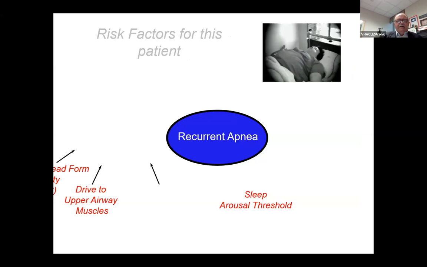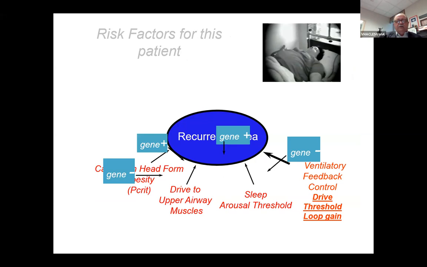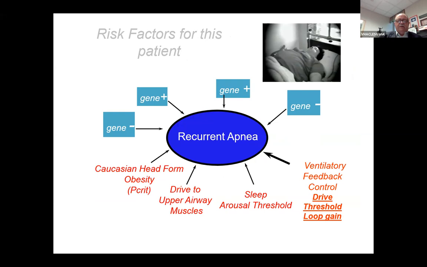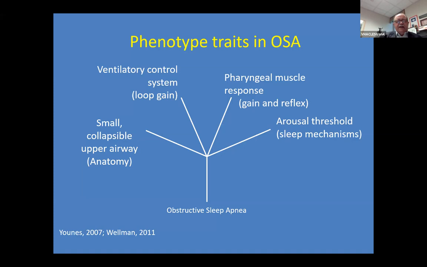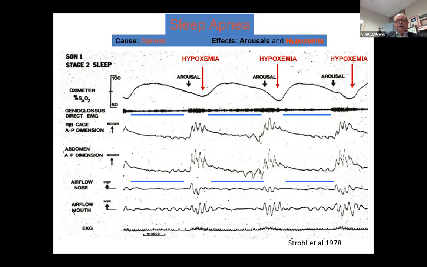So the risk factors are what we often talk about. We say, well, Caucasian, he's obese, he drives the upper airway, sleep, arousal, ventilatory threshold. We measure gene 1, gene 2, gene 3. We get Mallampati. We get all sorts of things that we do. And those are all risk factors. Here are the phenotypes. We've talked about this. Anatomy, loop gain, gain in reflex, and arousal threshold. Phenotype traits: small collapsible airway, you collapse. Loop gain, you breathe in between. Pharyngeal muscle response, how do you recruit it, and then arousals from sleep. And they're all there.